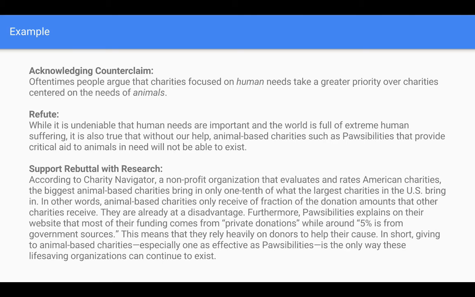According to Charity Navigator, a nonprofit organization that evaluates and rates American charities, the biggest animal-based charities bring in only 1/10 of what the largest charities in the U.S. bring in. In other words, animal-based charities only receive a fraction of the donation amounts that other charities receive. They are already at a disadvantage. Furthermore, Possibilities, that's my charity, explains on their website that most of their funding comes from private donations, while around 5% is from government sources. This means that they rely heavily on donors to help their cause.